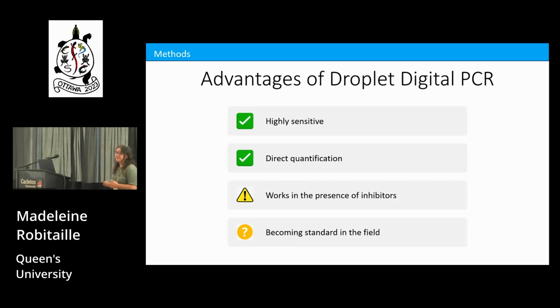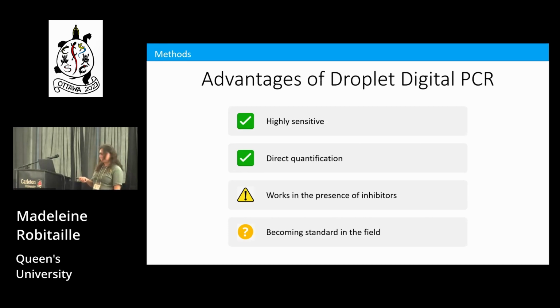ddPCR is a highly sensitive technique. As you will probably imagine, DNA that's in a pond water sample is very dilute compared to a tissue sample, and so having a technique that's this sensitive is very important. Also, ddPCR performs better than quantitative PCR in the presence of compounds like algae and mud, which can inhibit polymerase activity. As you'll imagine, these are very ubiquitous in pond water.